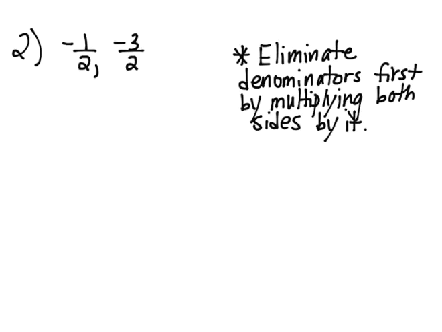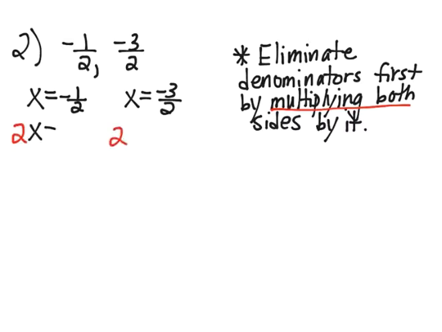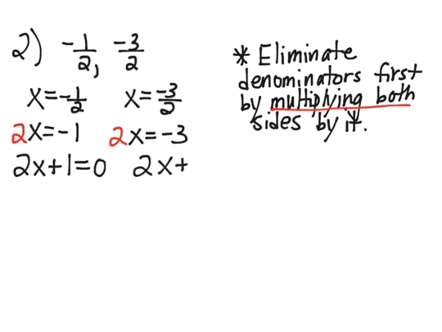All right, this next example, after you set them equal, your goal here is not to have any fractions in your final answer. So to get rid of the denominator, we're going to multiply both sides by that denominator first. So in this case, we're going to have 2x equals -1. Oh, it's a -1, hold up. And 2x equals -3. Make sure to do that first. That will get rid of any fractions. Then we'll get everything equal to 0. So it'll be 2x plus 1 equals 0, and 2x plus 3 equals 0.